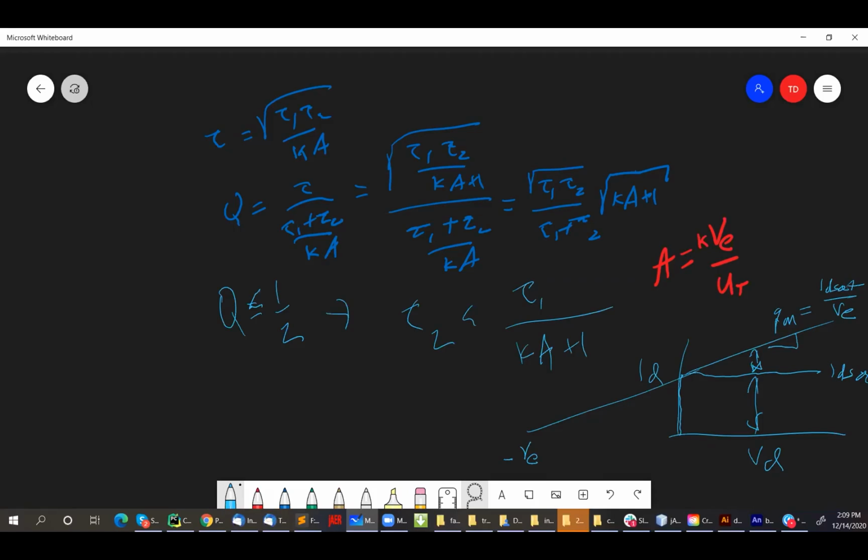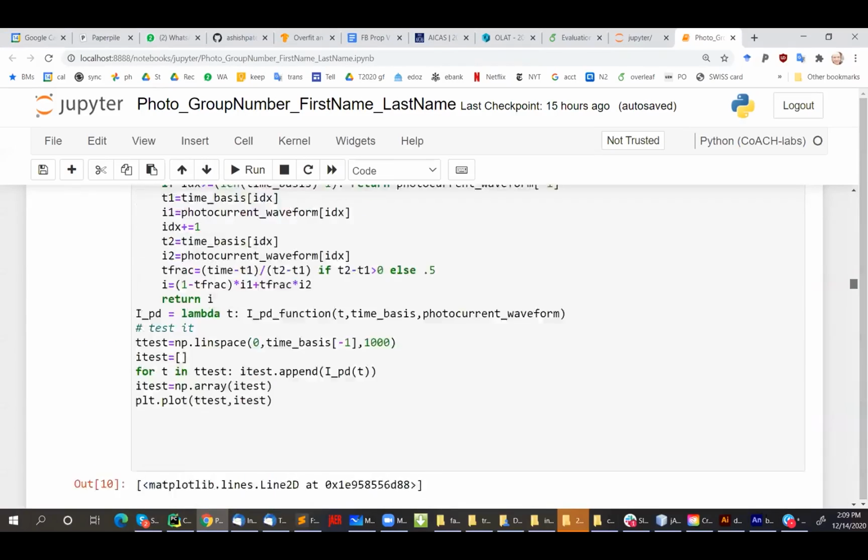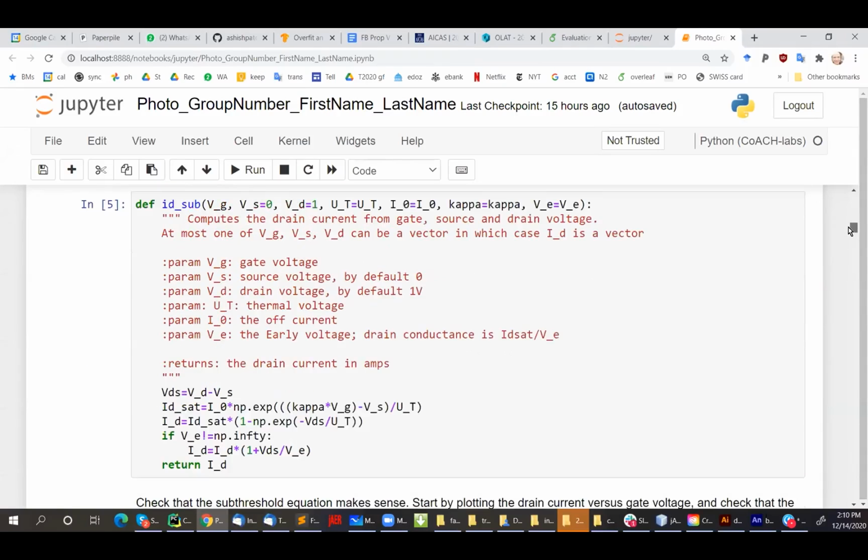I'm going to show you the notebook, what this equation actually looks like. Here's the actual subthreshold equation after I finally got it correct. And this is after like 5 revisions. Now I finally broke it down. So here's the ID sub equation. It gives the drain current as a function of gate, source, and drain voltage with a particular thermal voltage, off current, and kappa, and early voltage.